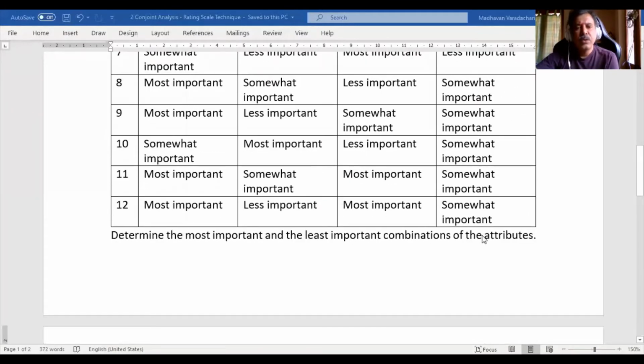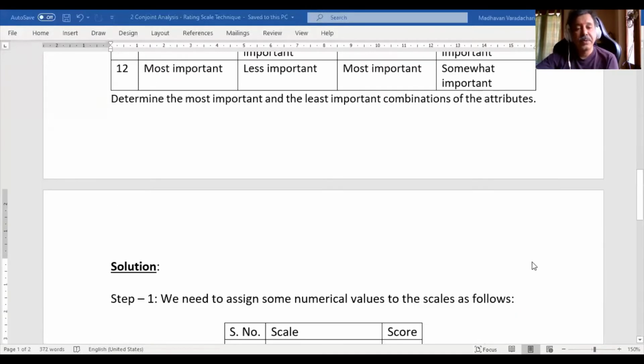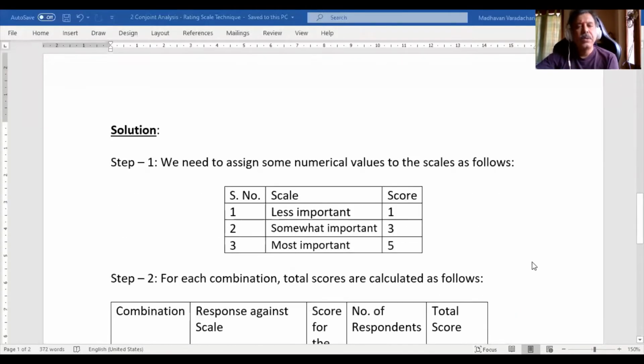Right. What is the question? We have to determine the most important and the least important combinations of the attributes. So let's move on with the solution. In step one, we need to assign numerical values to the scales as below. If it is less important, we assign a score of one. Somewhat important, we assign a score of three. Most important, we assign a score of five.